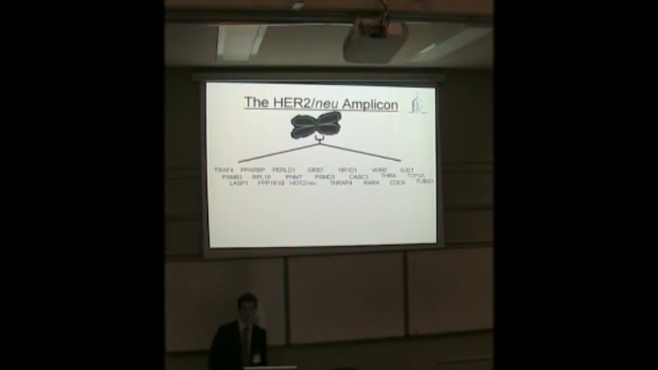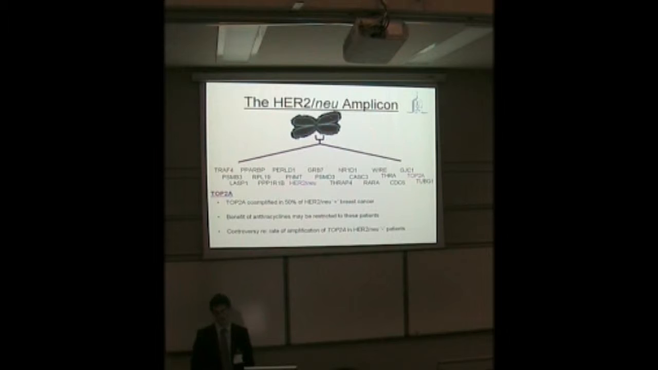Now, HER2 is located on chromosome 17 and is flanked by some 40 other genes of what's termed the HER2 amplicon. Of these other genes, TOP2 has aroused particular interest, as its amplification is postulated to be the actual event predicting response to anthracyclines in breast cancer. Controversy surrounds the rate of amplification of TOP2, however, because whilst it is postulated to be amplified in some 50% of those who are HER2 positive, studies regarding its amplification in HER2 negative patients have returned discordant results.